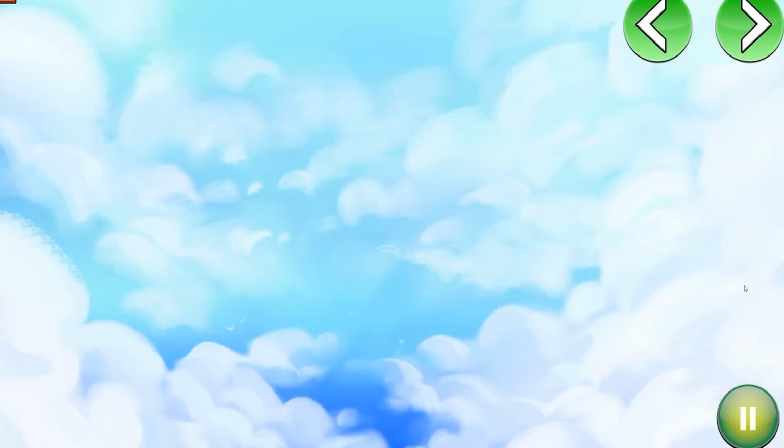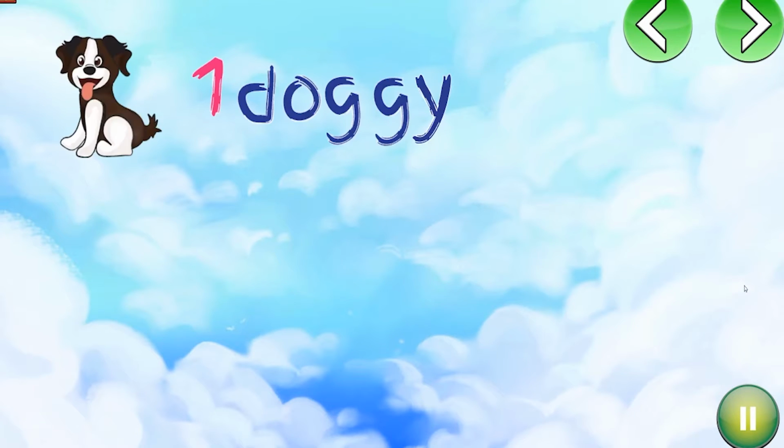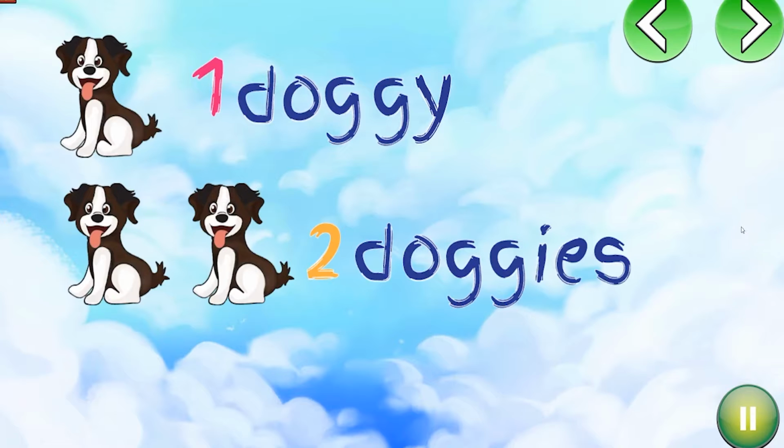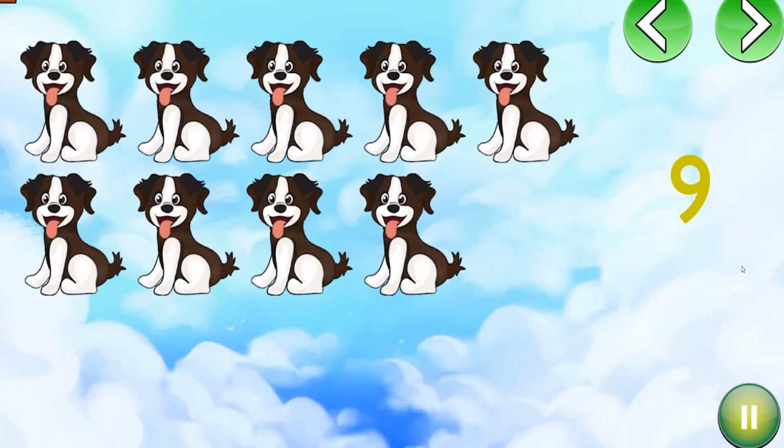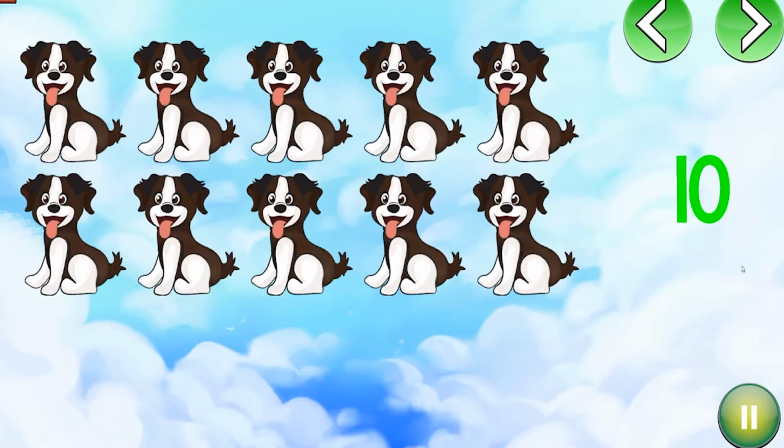Now we can count things easily with digits. 1 doggy, 2 doggies, 3 doggies, and so on up to 9. You can use digits to make numerals when counting units of more than 9. Digit 1 and digit 0 together make numeral 10. And now we have 10 doggies.